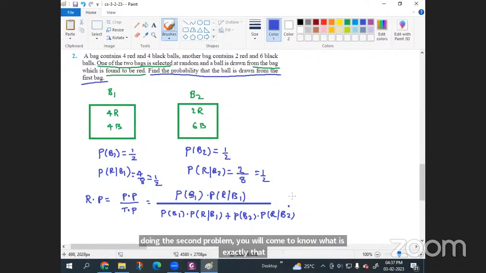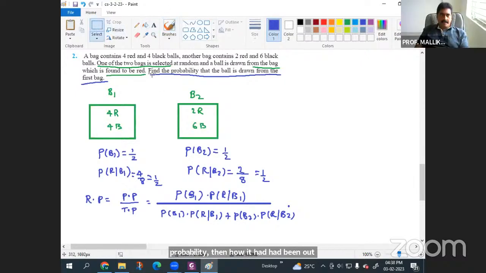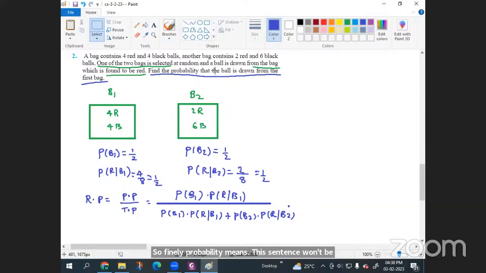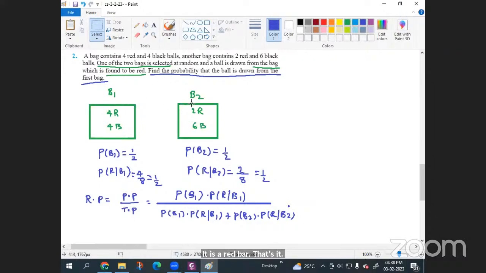Excuse me, sir. Yes. Sir, if the same question has to be asked from total probability, then how would it be asked? So the sentence "find the probability" won't be there. It would just be: find the probability of drawing a red. That's it. Find the probability that it is a red ball. That's it. They won't ask you about box 1 or box 2.